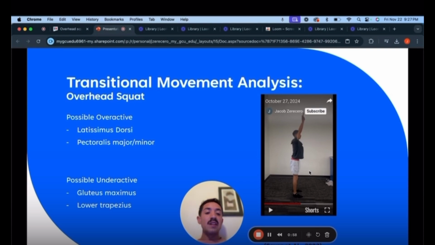When looking at this, I see that there is an excess lower back arch and the arms are falling forward. Some reasons for the arms falling forward may be possible overactive latissimus dorsi or pectoralis major/minor, pulling the shoulders forward, and a possible underactive muscle could be the lower trapezius not engaging in pulling the shoulders back. And also, for the excessive lower back arching, the main reason could be an underactive glute max.